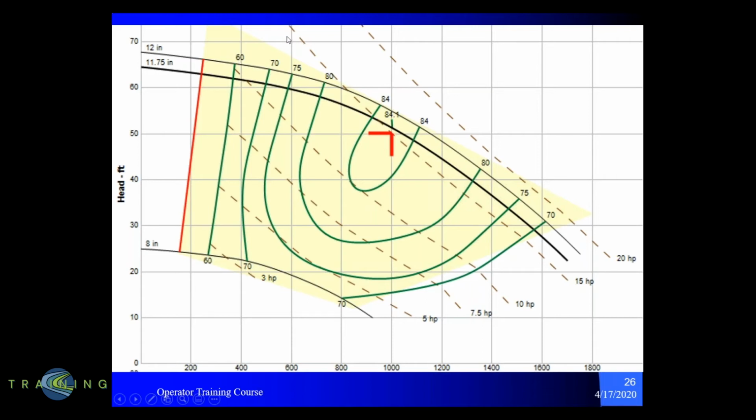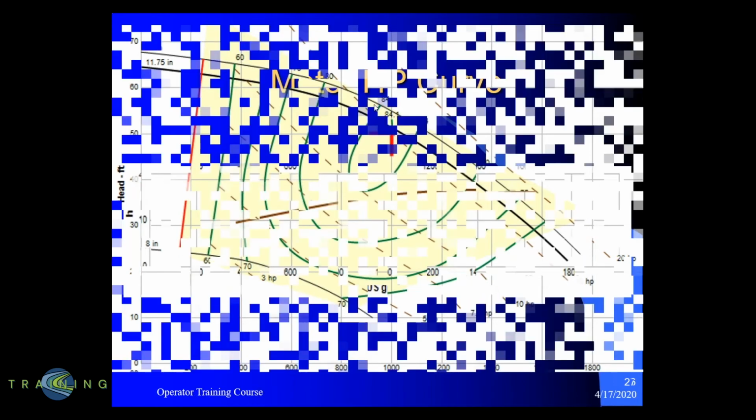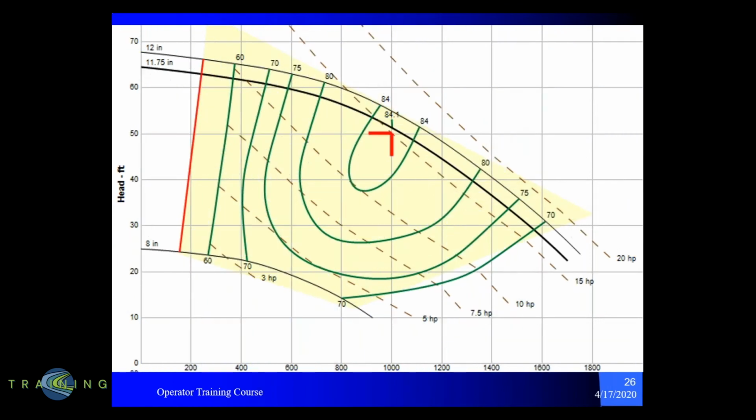The next thing I want you to notice is the brown dotted lines as they cross diagonally across this. These are our horsepower curves. And as you notice, that specific point is going to fit below our 15 horsepower dotted line, which means that we'll be able to use a 15 horsepower motor at that duty point. But let's talk about that a minute.